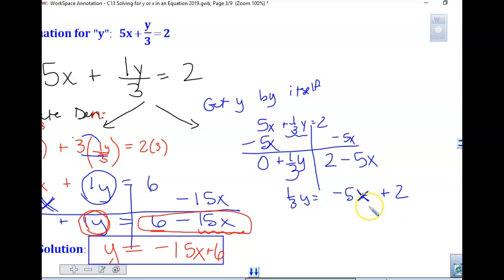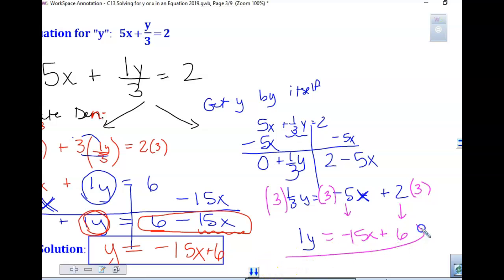Why do I want it in this order? Because it's going to lead me to my next lesson. So I have 1/3 times y, but I want 1y. What do I have to multiply everything by to not have 1/3? 3. So here, that leaves me with 1y. I'm going to take 3 times negative 5. That's going to give me negative 15x. And I have to take 2 times 3. Does it matter which way you do this? Did you get the same answer both ways?